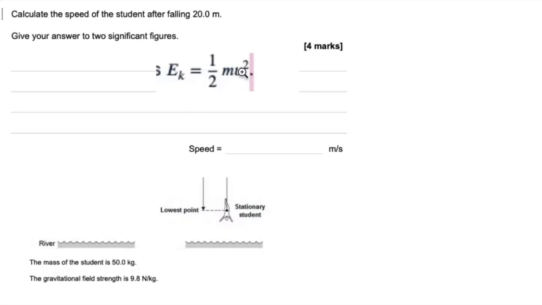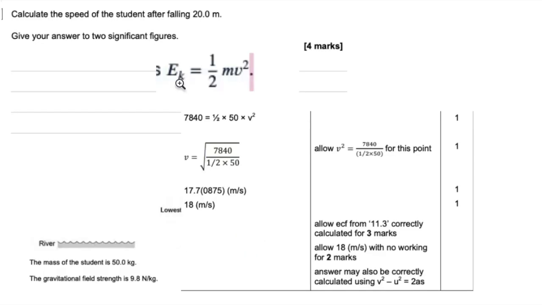So v is the speed which we have to find, mass is given right here, 50 kg, and kinetic energy, if you remember, we calculated in our previous question. So we just plug all of that into the equation, and here is a snippet from the mark scheme so you can see exactly how it's laid out and what the examiner wants. As you can see, we plugged in the answer from our previous question, half, the mass we have, 50, and v squared.